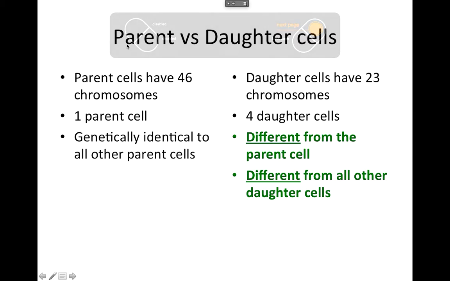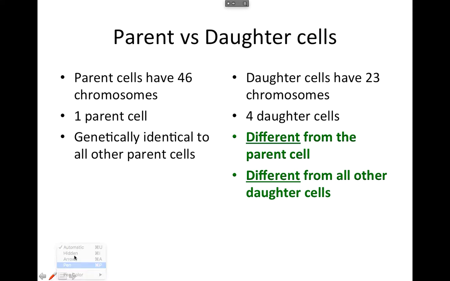So we refer to a couple things throughout this meiosis plan, and we have parent cells versus daughter cells. Parent cells are coming from the very first one. Parent cells have 46 chromosomes, and usually they're identical to all other parent cells. Daughter cells, on the other hand, have 23 chromosomes. So if we say there are 4 daughter cells, each one is going to be different from the parent cell and also different from its siblings. So at the very end of meiosis, we end up with 4 daughter cells, each one genetically different.